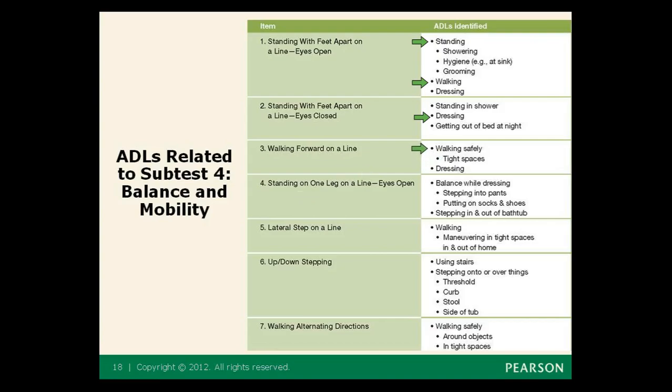Walking forward on a line, specifically tight spaces given the layout of a person's home. Can a person balance while dressing, or do they need a specific implement to be able to help them dress while sitting? Of course, getting in and out of a bathtub. We're looking at even just walking, maneuvering in tight spaces with lateral step on a line. Up and down stepping, pretty straightforward, of course. If someone has steps in their home, this is going to be an item that we're going to want to be measuring. And then again, walking in alternating directions, looking about walking around safely in their own homes.